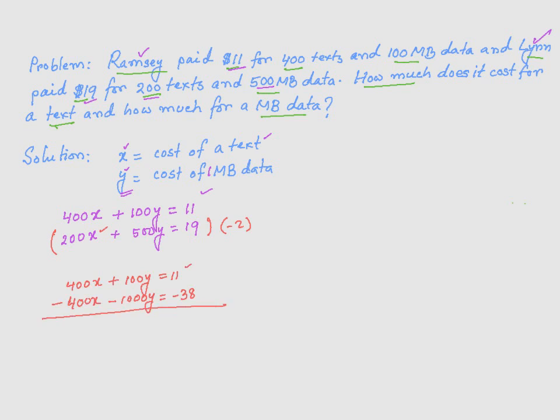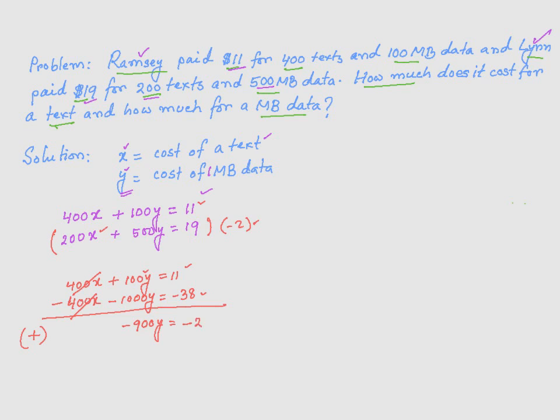So this is my first equation, and -2 times the second equation, which is this one. I'm going to add these two. So positive 400x, negative 400x, they're going to cancel. 100y minus 1000y is, by the way, negative 900y, and that is equal to 11 minus 30, which is equal to negative 27.